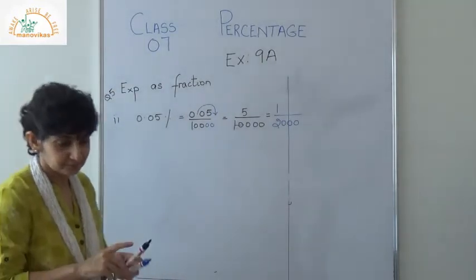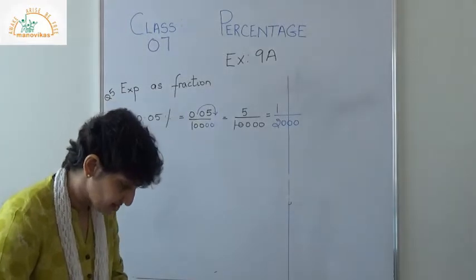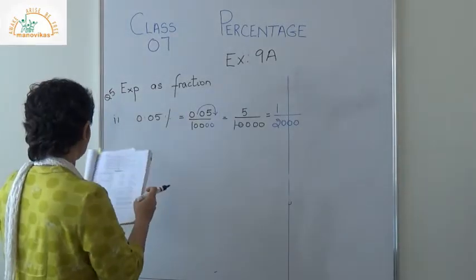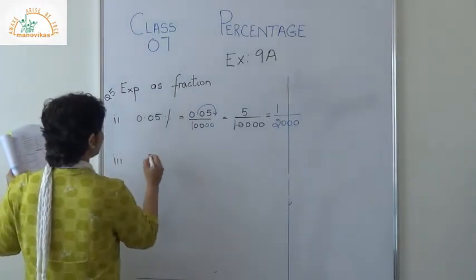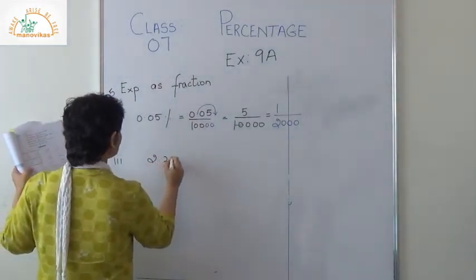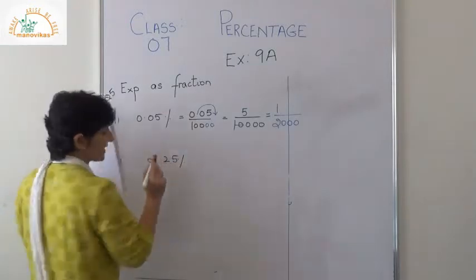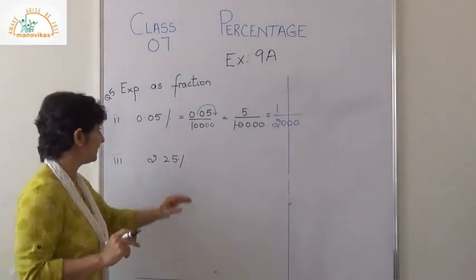Is this clear? Next, let us do another sum. For example, if I have, say, the third one, 2.25%. Now, come on, say it with me. Let's do it.